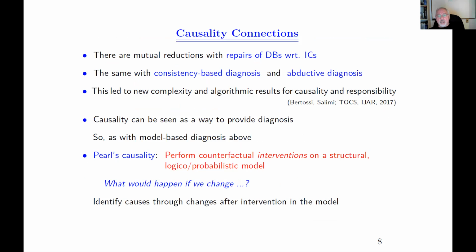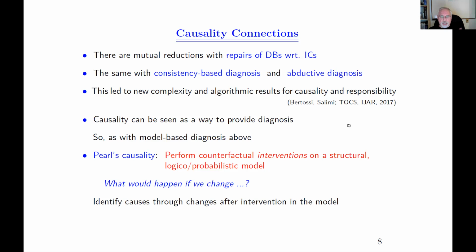It turns out that causality is connected to different areas. In particular, we have discovered some mutual reductions with repairs of databases with respect to integrity constraints. And the same applies with consistency-based diagnosis and abductive diagnosis. These are two cases of what is called model-based diagnosis. So these connections have led to new complexity and algorithmic results for causality and responsibility that are reported in this paper. Well, we can see causality as a way to provide diagnosis.